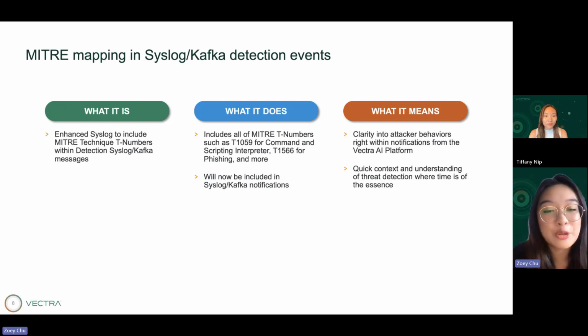What we mean by that is the notifications included in Syslog and Kafka. What that actually shows users is that they get clarity into attacker behaviors right within the notifications from the Vectra AI platform. So this adds a quick overview, quick context, and understanding of the threat detection. And this is really important because time is of the essence. This gives more information in a shorter amount of time.